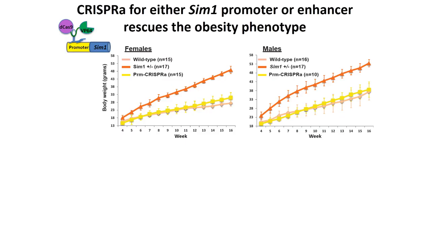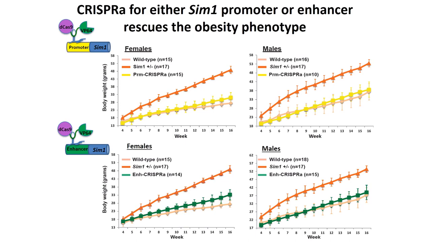These are the results for the promoter CRISPR-A targeted mice. You can see that in orange, the heterozygous mice become extremely obese after 16 weeks compared to the wild type, which are in light pink. And you can see that in yellow are the CRISPR-A rescued mice, showing a body weight that is very similar to the wild type mice, suggesting that this approach could rescue their body weight phenotype.